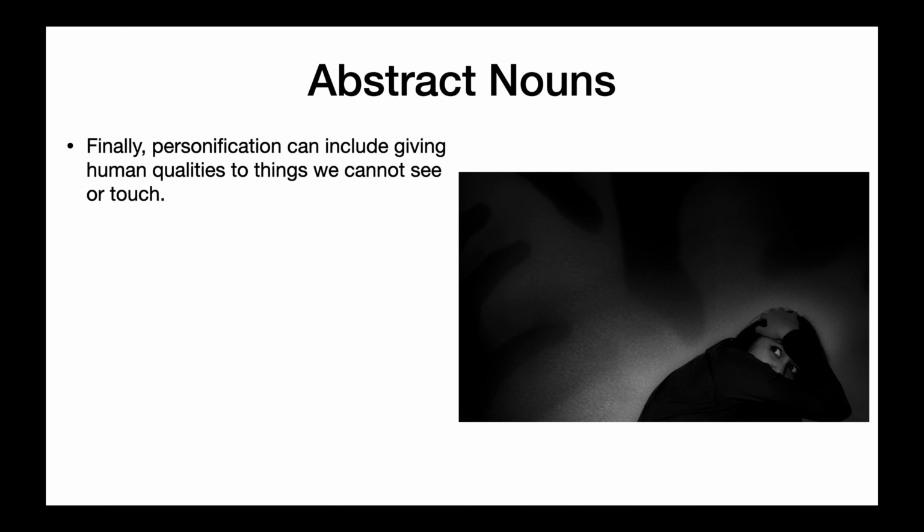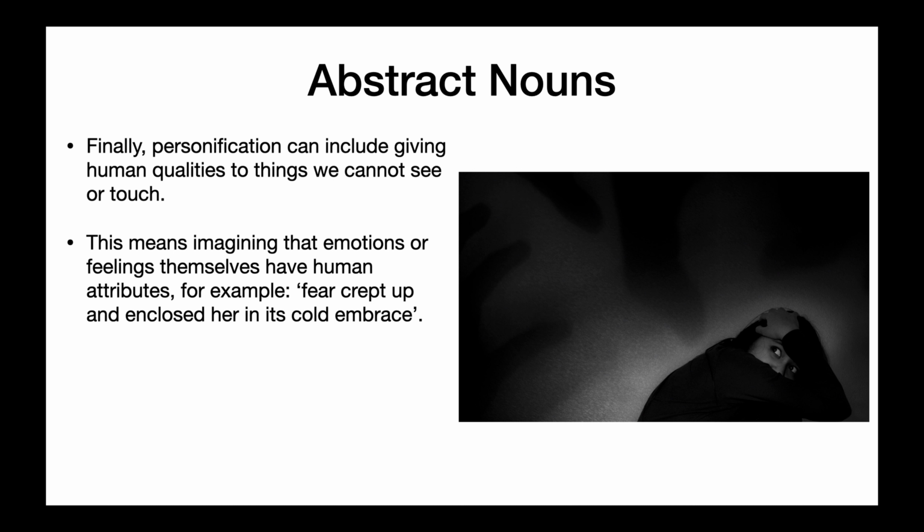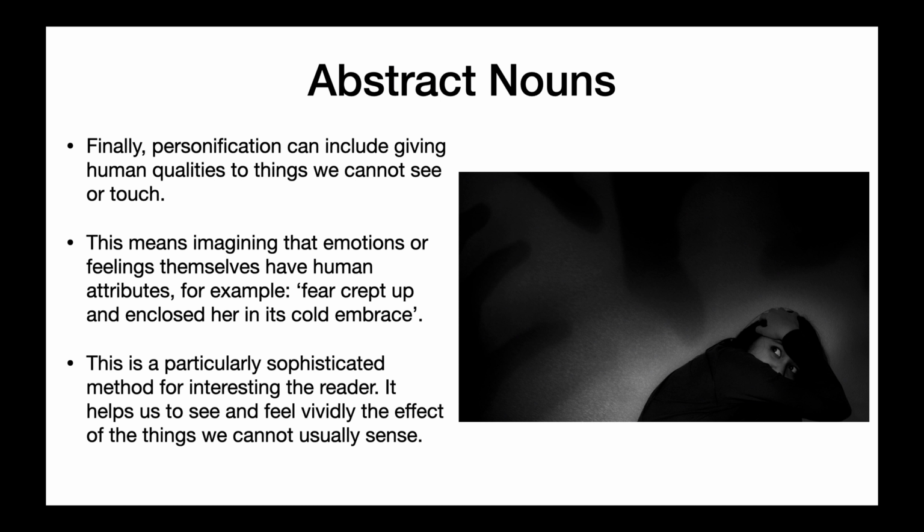Abstract nouns occupy an intriguing part of personification because it can include giving human qualities to things we cannot see or touch. This means imagining that emotions or feelings themselves have human attributes. For example, fear crept up and enclosed her in its cold embrace. This is a particularly sophisticated method for interesting the reader. It helps us to see and feel vividly the effect of the things we cannot usually sense.